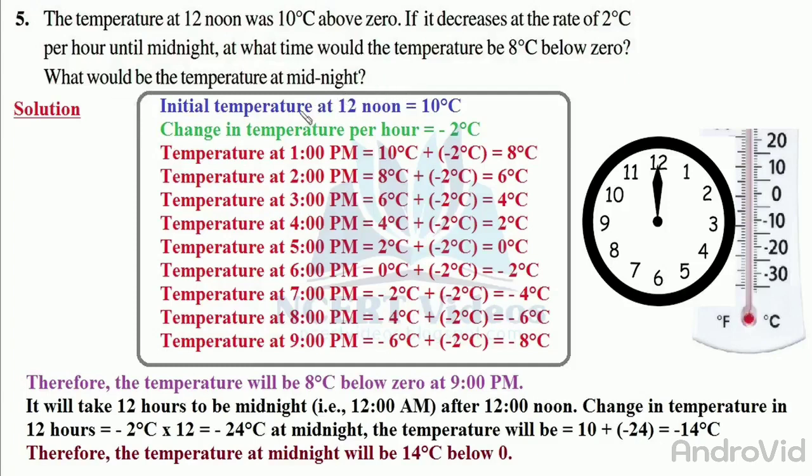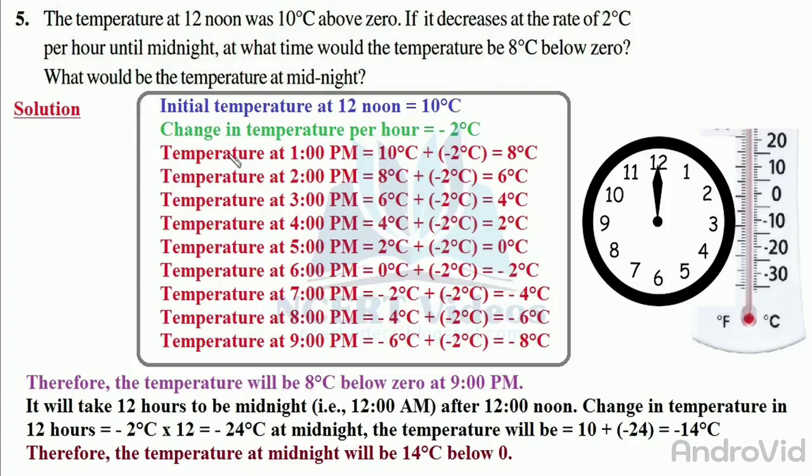the initial temperature we are given is at 12 noon, that is, in between morning and afternoon. That is 12 noon exactly, and the clock is here. You don't call it afternoon or morning. It is noon, exactly at 12. The temperature is 10 degrees Celsius. It is given to us. Now the change in temperature per hour: it is decreasing. Therefore we take a minus sign because it has mentioned it decreases.